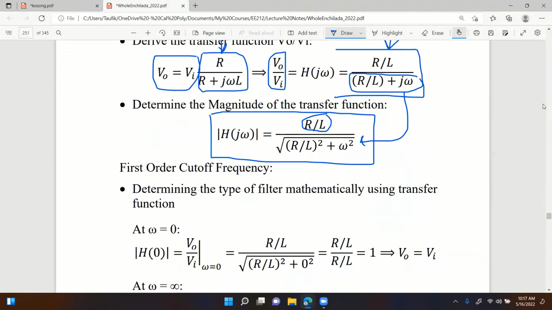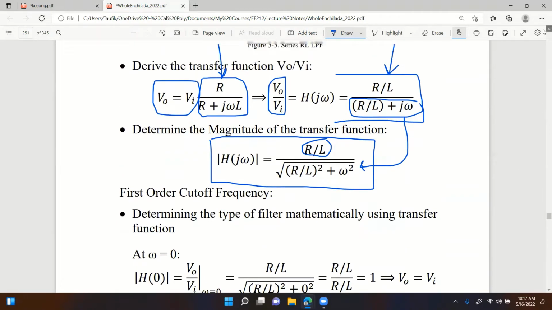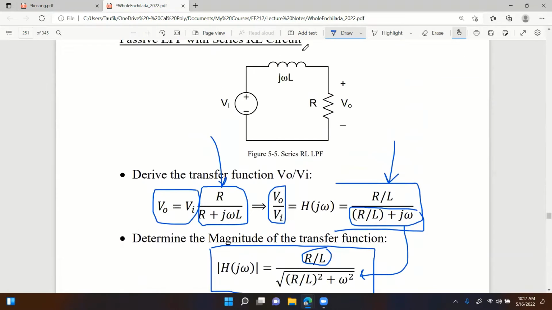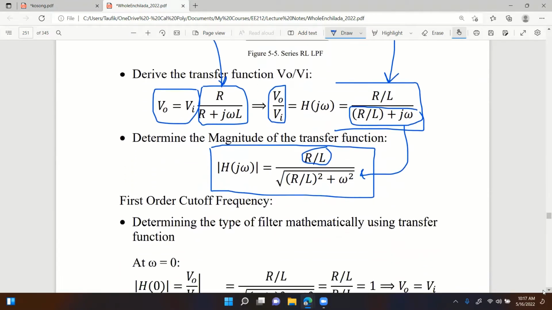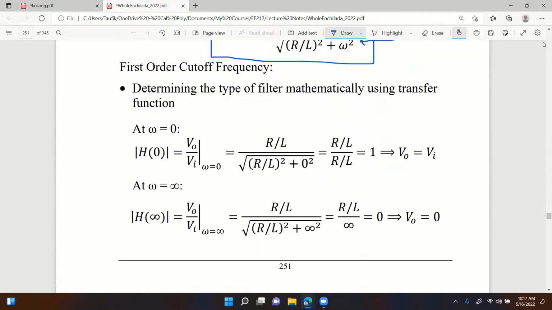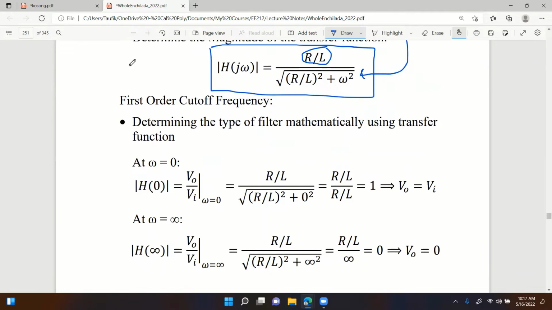If not, then again, our objective here is to be able to determine the type of filters. Let's say we don't know what type it is. The first way that I want you to know how to do is by deriving the gain of the transfer function and then testing it at two different frequencies, omega equals 0 and omega equals infinity. Go ahead and plug omega equals 0 into this equation.